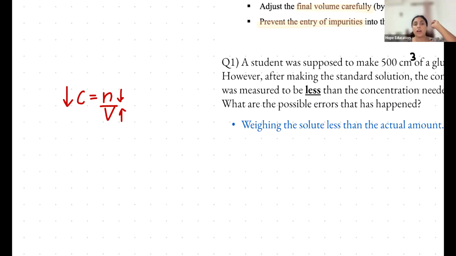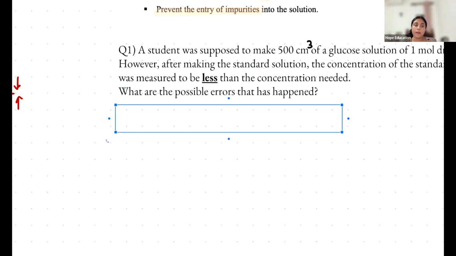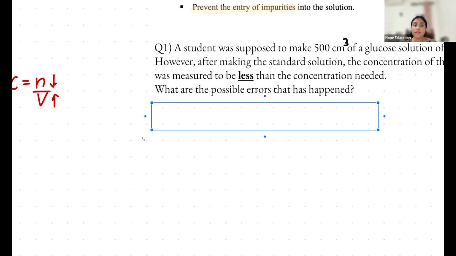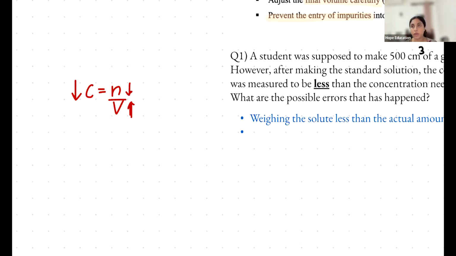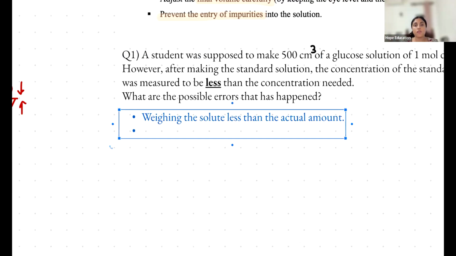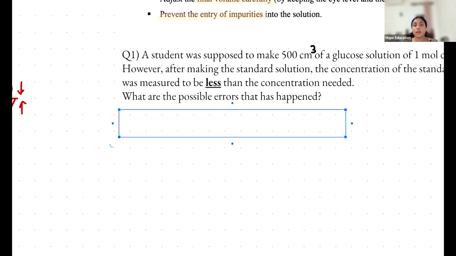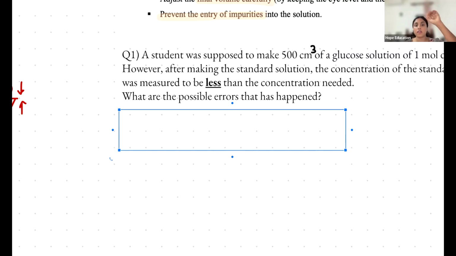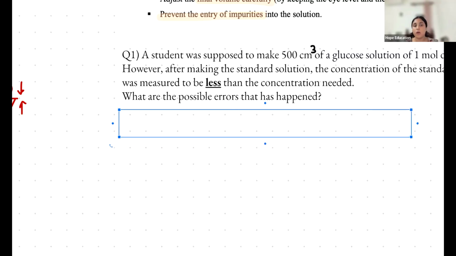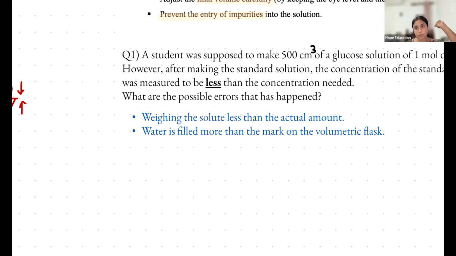Then I got another one. If the volume has increased, the concentration again decreases. If the volume is higher, the concentration is lower. That means water is filled above the mark on the volumetric flask. Water is filled above, or more than, the mark on the volumetric flask. So there is more water, and then the concentration decreases.